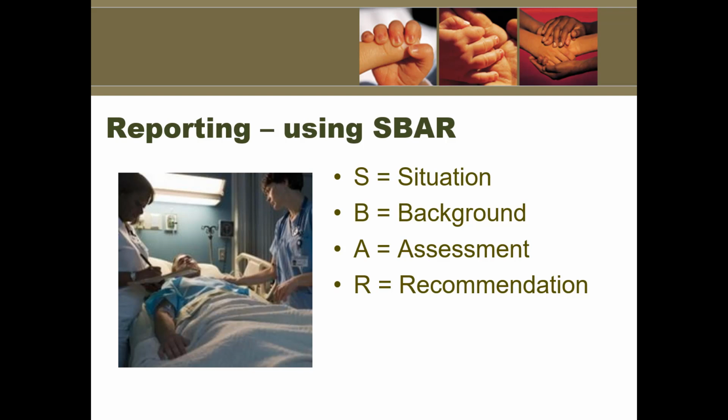So S is the situation, state concisely why you're communicating. B is the background, describing the circumstances leading up to the current situation. Here you're going to give your objective and subjective data that's pertinent. A is your assessment or your conclusion about the data, and then R is the recommendation, making suggestions for what needs to be done to manage the situation.